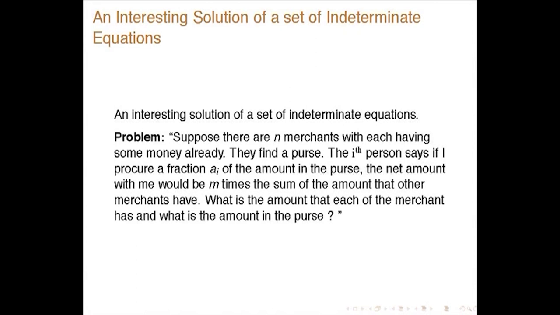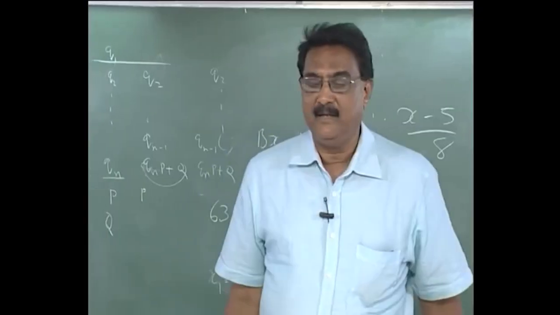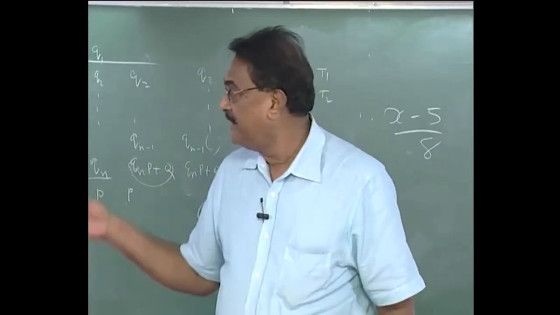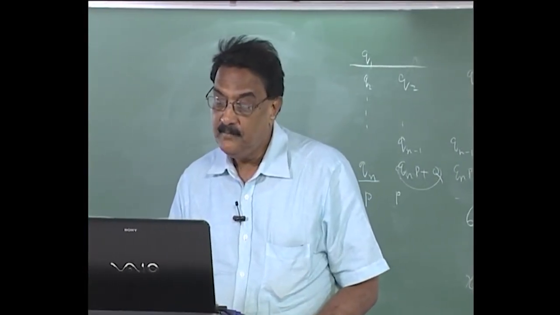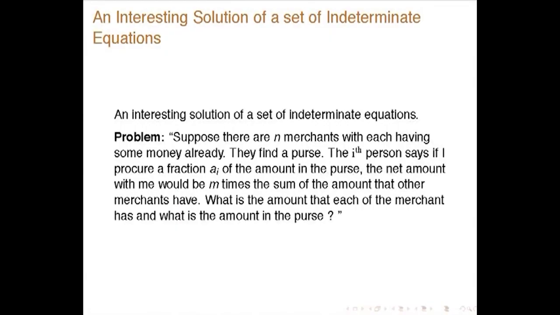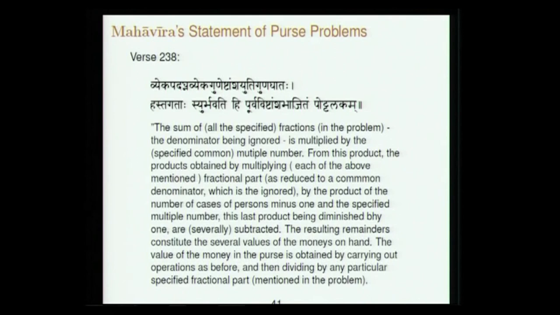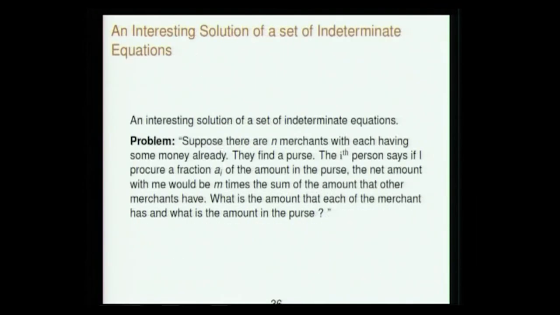Then, as I told you, there are various kinds of linear indeterminate equations, and Kuttakas was one of them, and some other things we also discussed. There is one more interesting problem which he discusses. Suppose there are n merchants, each having some money already, and they find a purse. The ith person says, if I procure a fraction ai of the amount in the purse, the net amount with me would be m times the sum of the amount that the other merchants have. What is the amount that each merchant has, and what is the amount in the purse? That is called pottalakam, the purse. He has given the solution here. I will skip this, as there is not too much time.